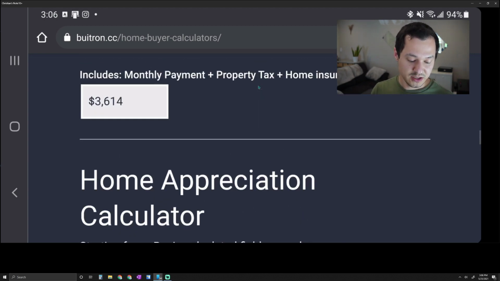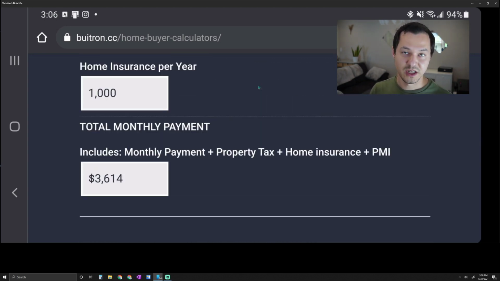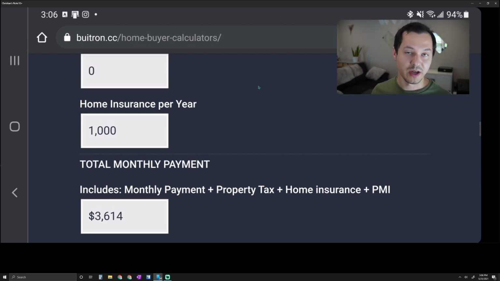So I hope you find these two calculators very fun and very useful. If you have any questions, please feel free to reach me, or if you have any ideas of how to improve this calculator, I'd love to hear them.